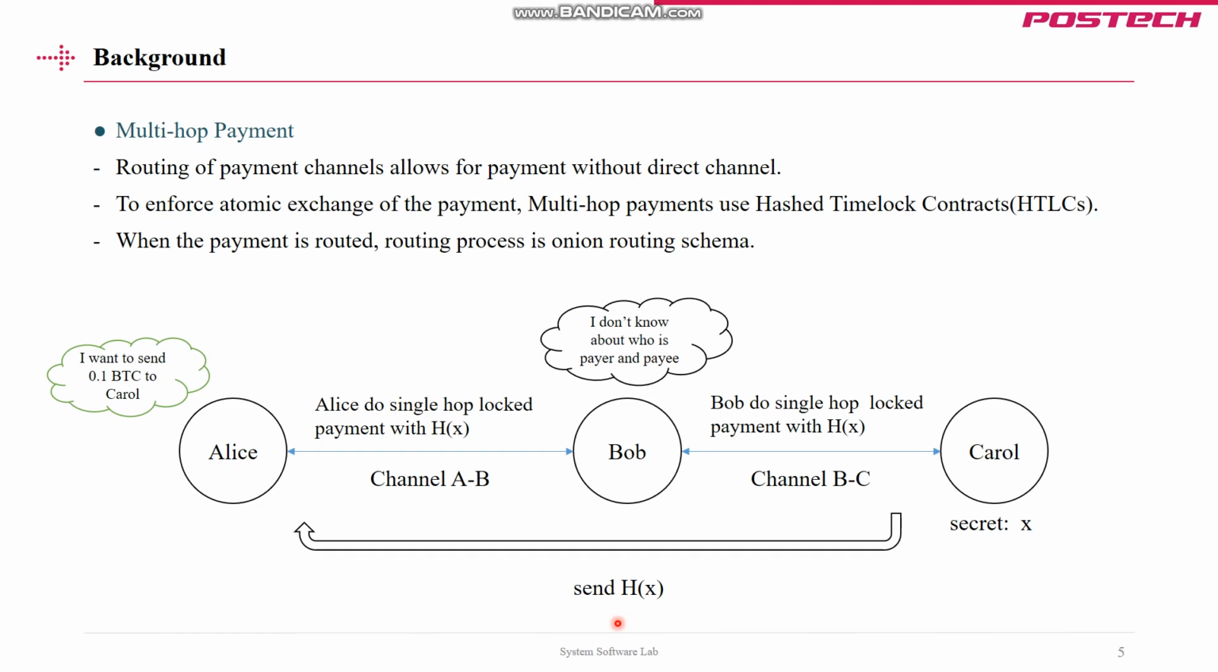And Carol wants the payment from Bob. She should reveal the secret X, and now Bob knows the secret X, so he can get the payment from Alice. So in this structure, the mediator node, for example Bob in this figure, cannot know Alice and Carol as payer and payee. This means a mediator node cannot know who is the payer and payee.